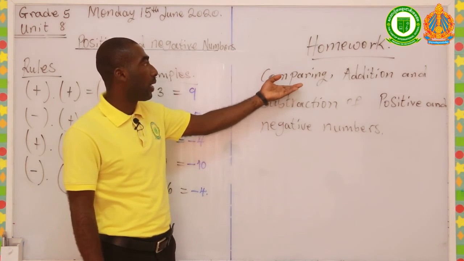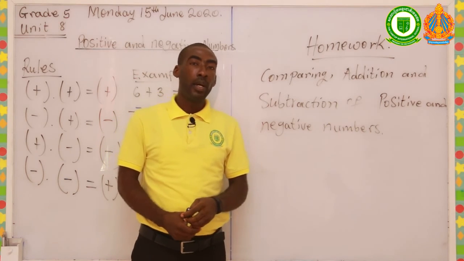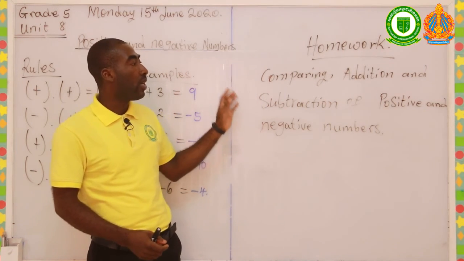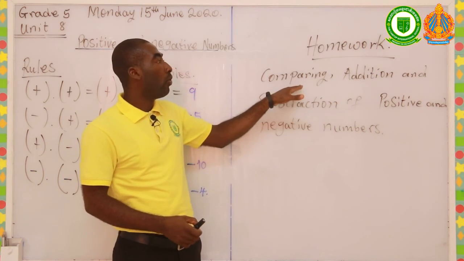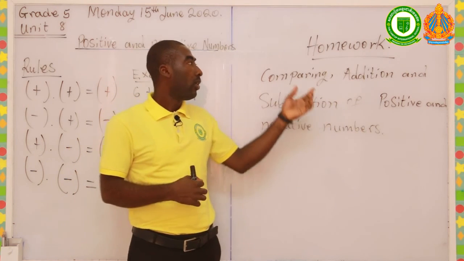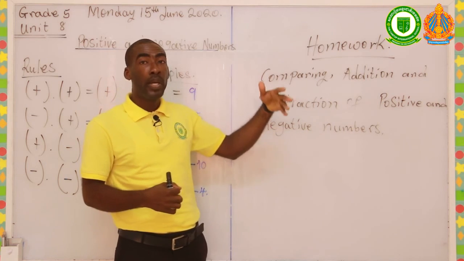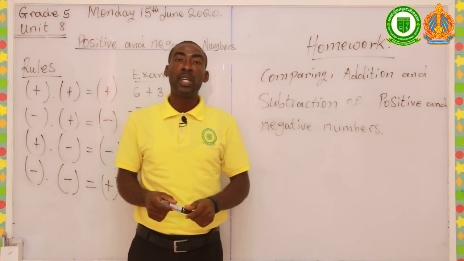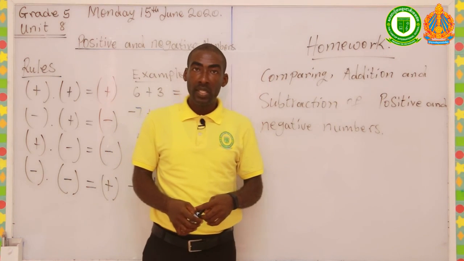Okay, now let's look at our homework. We have dealt with 2 major aspects of our positive and negative numbers, which are adding and subtracting, and comparing. So your homework will cover all these areas that we've done in this lesson. You have questions that will ask you to compare certain groups of numbers, and then you do your addition and subtraction of your positive and negative numbers.